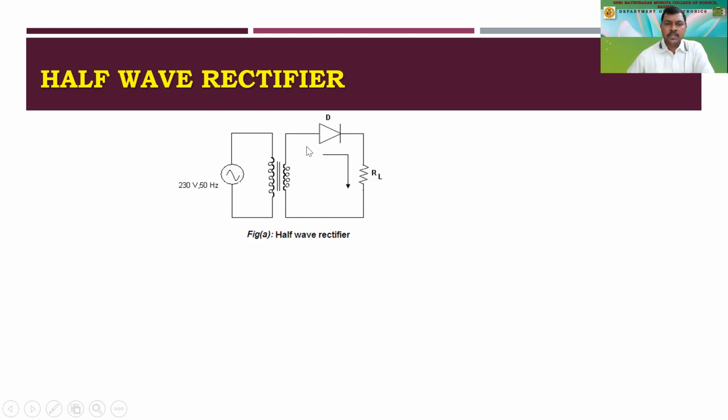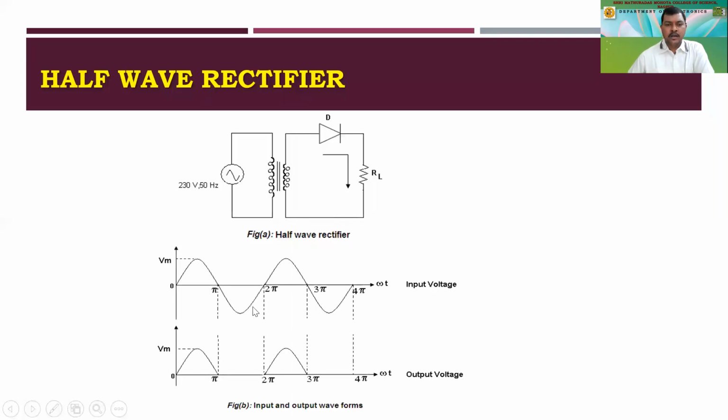Now in this circuit, the diode is supposed to work in the positive half cycle. During that positive half cycle, this diode will be forward biased and it will conduct, and the positive half will appear across this load resistance RL. But during the negative half cycle, it will work as an open switch and there will be no output voltage across this load resistance. So we'll be having only half of the wave.